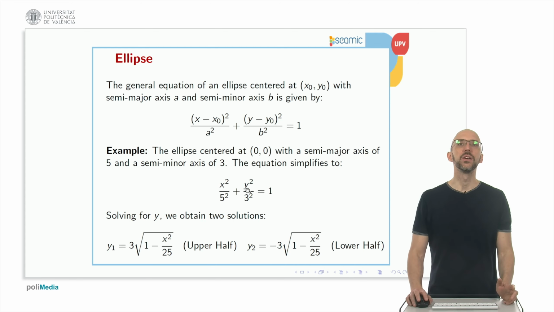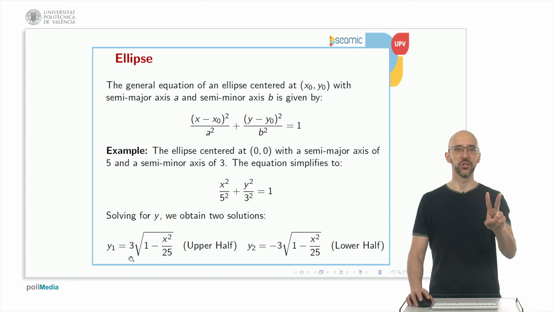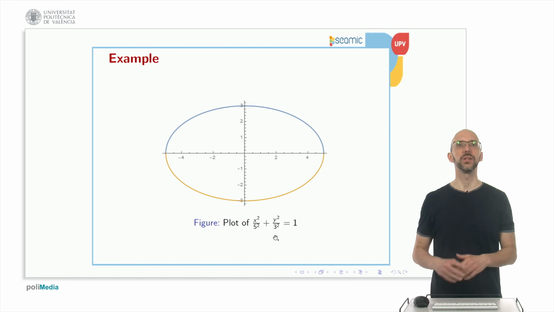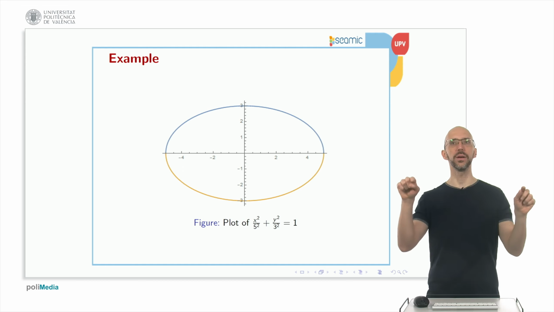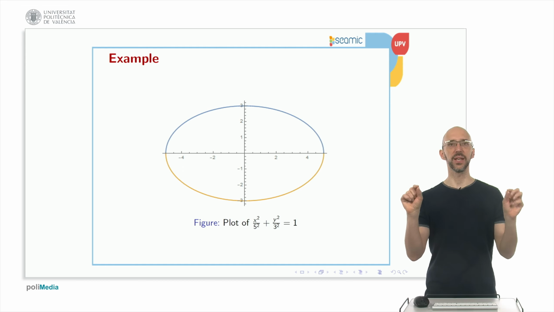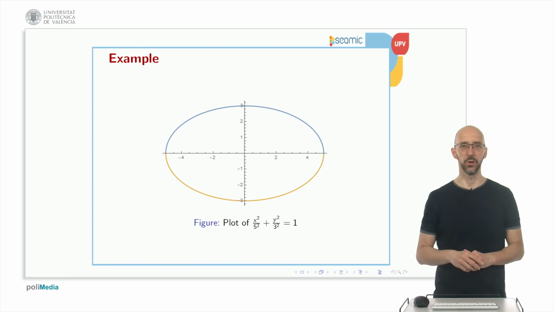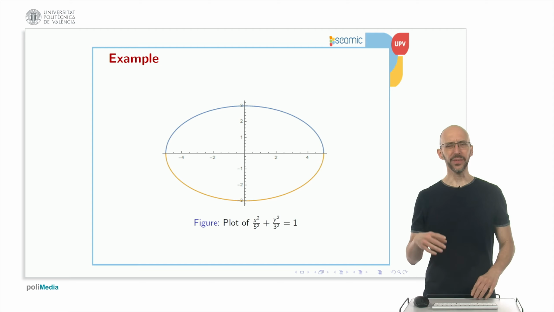So we solve for y, and we have two functions, the positive and the negative. If we plot these two functions, we have the blue one, obtained with a positive sign, and the yellow one, below, obtained with a negative sign. Okay, but this is the plot.